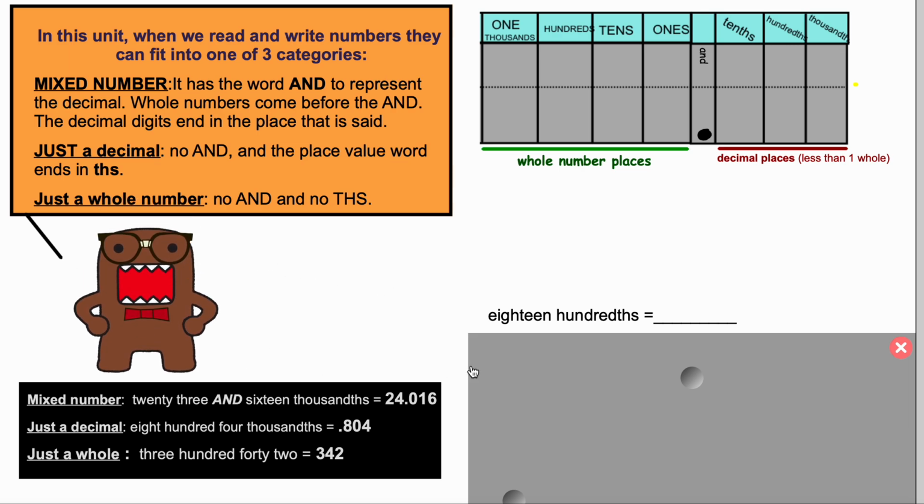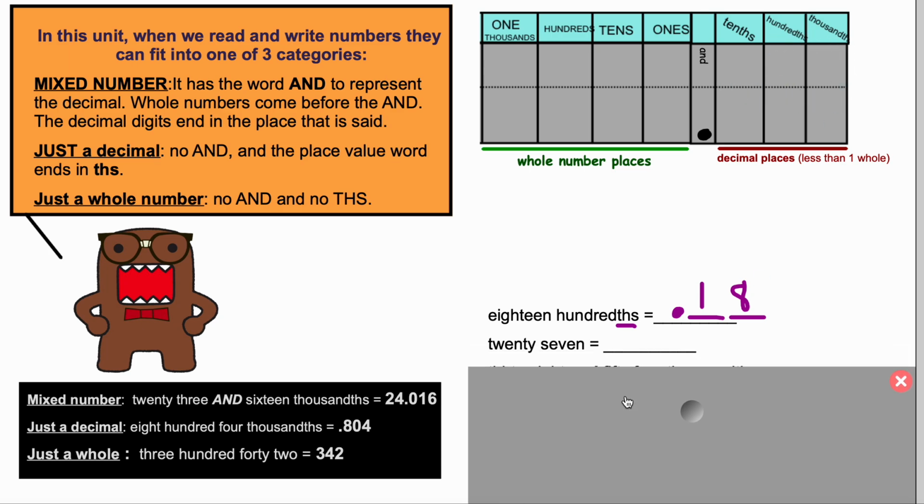So we get to cross out mixed number. Something else you guys should notice is it ends in THS, which means hundredths. Ooh, hundredths. It's going to end in our hundredths place. It's just a decimal. I know the hundredths place is 2 places to the right of the decimal, so I'm going to write a decimal, 1, 2 spaces. If this helps, do it. 18 hundredths. It ends in the hundredths place. 18 hundredths, aka 18 cents. Nice.